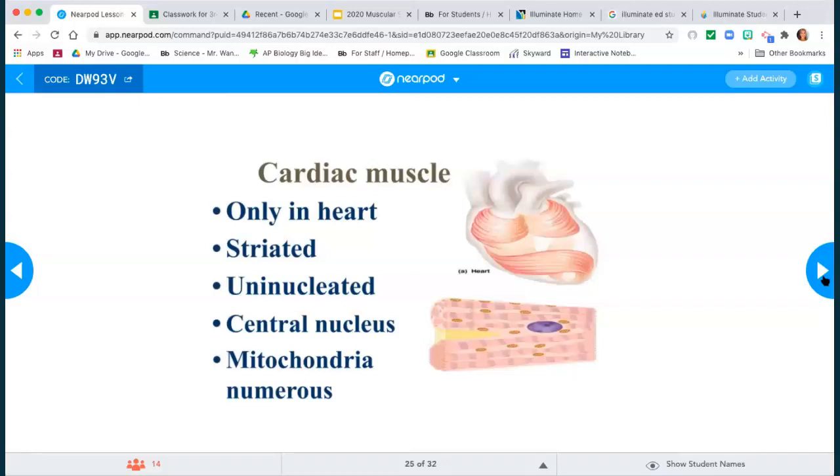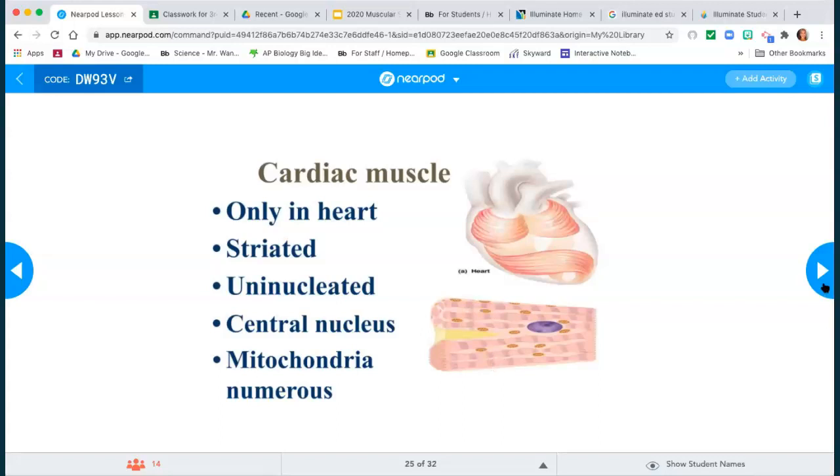So moving on from the skeletal system, we have cardiac, which you know is found in the heart. Cardia would tell us that. It's also striated, meaning it has stripes. Okay, it's only found in the heart. It's a very unique muscle tissue. It has only one nucleus, so that would be a difference between it and the skeletal. One nucleus, several mitochondria, lots of mitochondria.